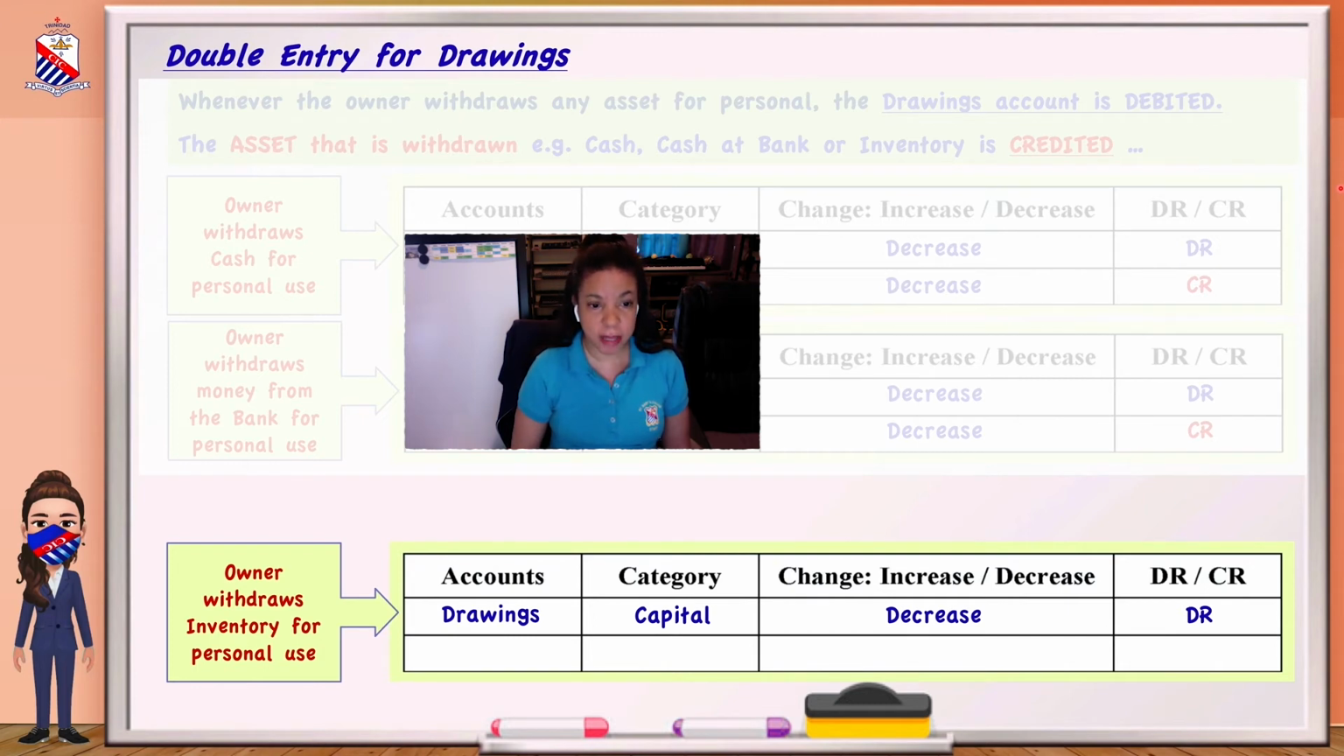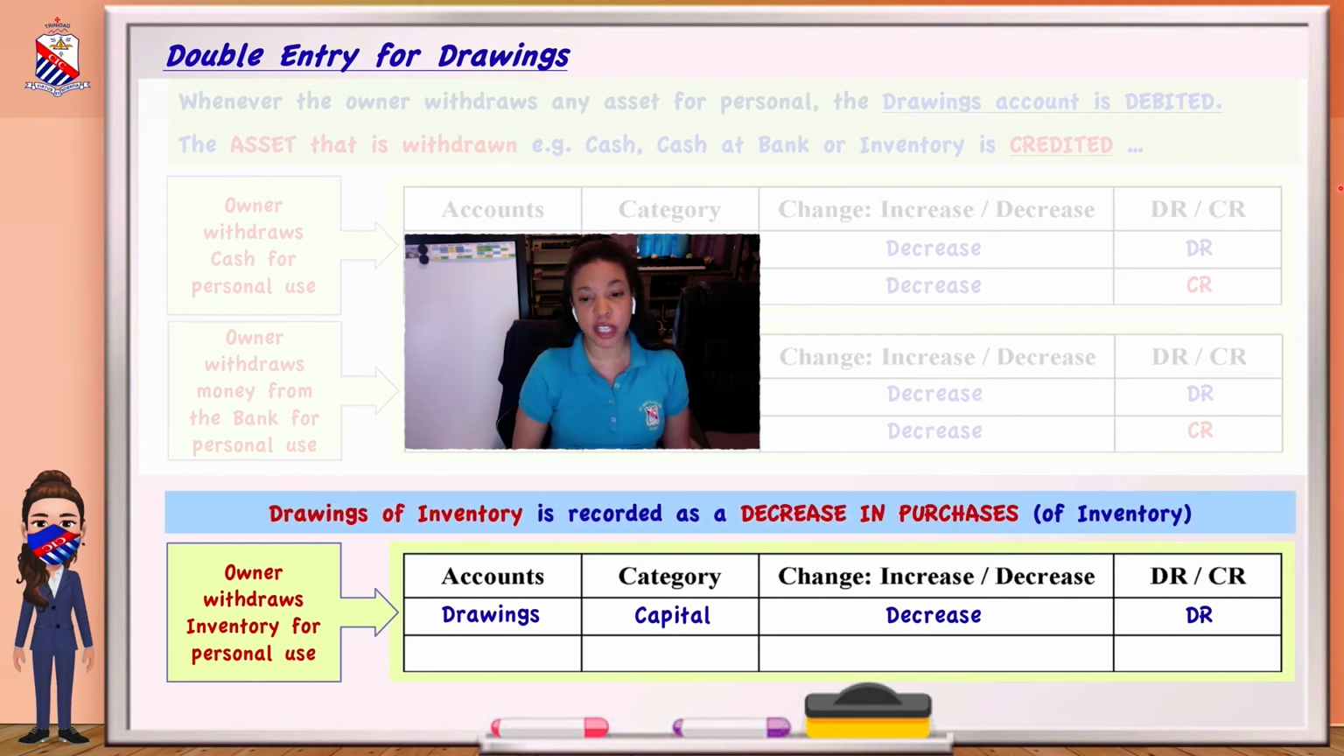And the explanation, drawings of inventory is recorded as a decrease in purchases of inventory. Why purchases? We purchase inventory for resale. If the owner takes from those purchases, that means he has decreased the amount of inventory that we purchased for resale. So it is therefore a decrease in purchases.